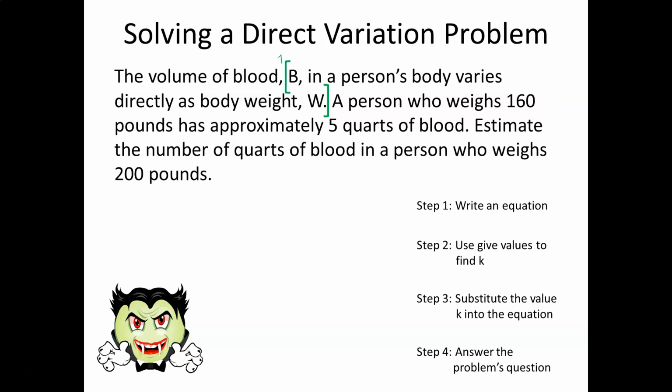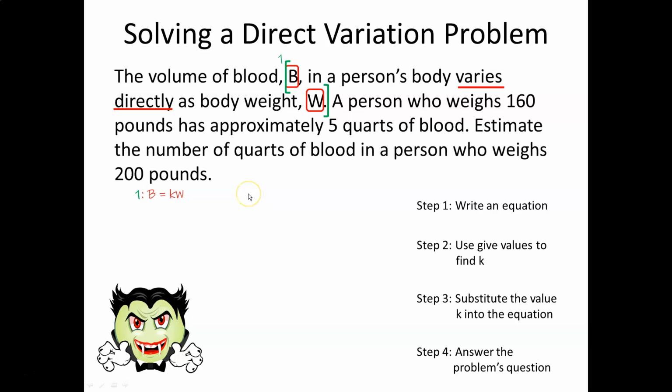So we're going to use this sentence right here, or part of a sentence, to figure out how to write our equation. We have varies directly. That's important to know because B varies directly as W. So B varies directly as W. That's the order you do it. Whatever comes first comes first. Whatever it varies directly with goes here. Okay, we have an equation.